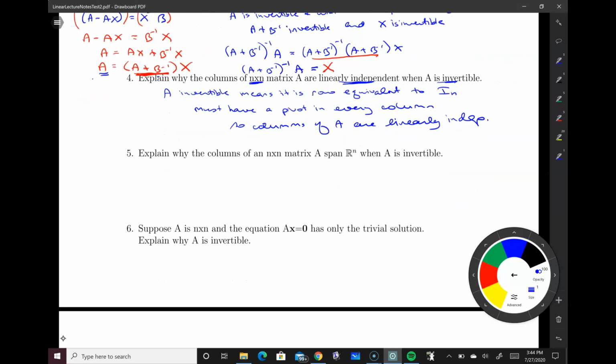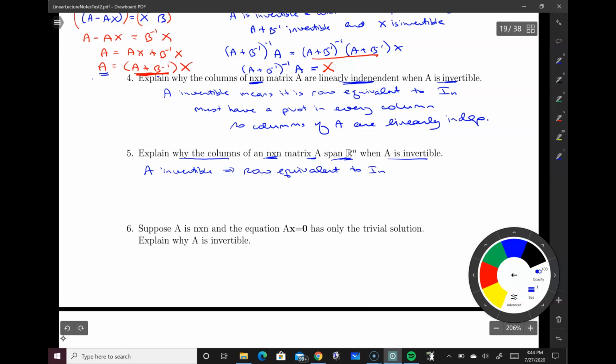All right, so here we have another question. If I have an n by n matrix A, explain why the columns must span Rn when I know A is invertible. So A is invertible means that it must be row equivalent to In, and so that must mean that there is a pivot in every row, and that means that A spans Rn.